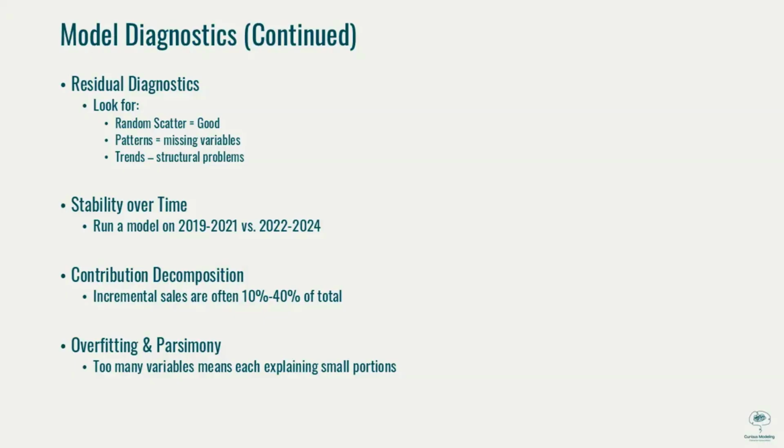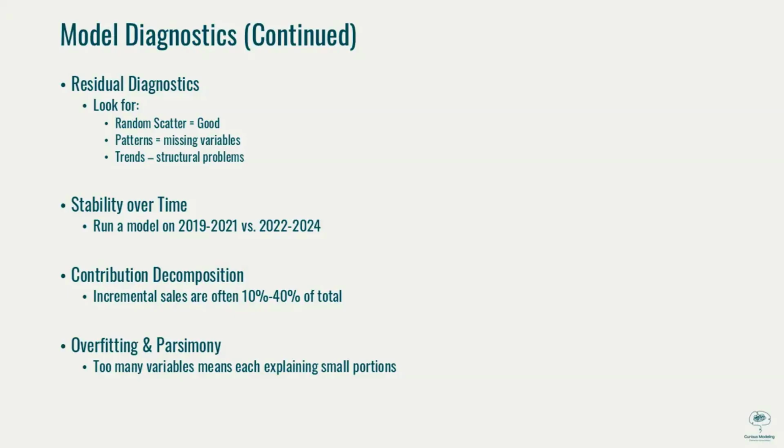Now to stability over time. We want to check coefficients across sub-periods. We might run a model from 2019 to 2021 versus 2022 to 2024. Are the coefficients stable, or is TV ROI wildly different? Why does this matter? Well, channels evolve. TikTok in 2020 is nothing near what it is now in 2025. So essentially, we want to allow our parameters to vary or refresh the model regularly if we have the ability to do so.